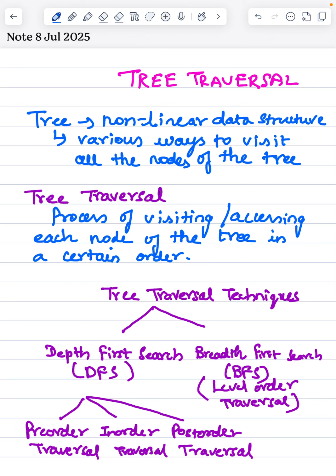Hi all. In this lecture, we are going to discuss tree traversal. We all know a tree is a non-linear data structure. So, there are various ways to visit all the nodes of the tree, and we have different tree traversal techniques to perform this traversal. So, let us discuss what tree traversal is. It is the process of visiting or accessing each node of the tree in a certain order.